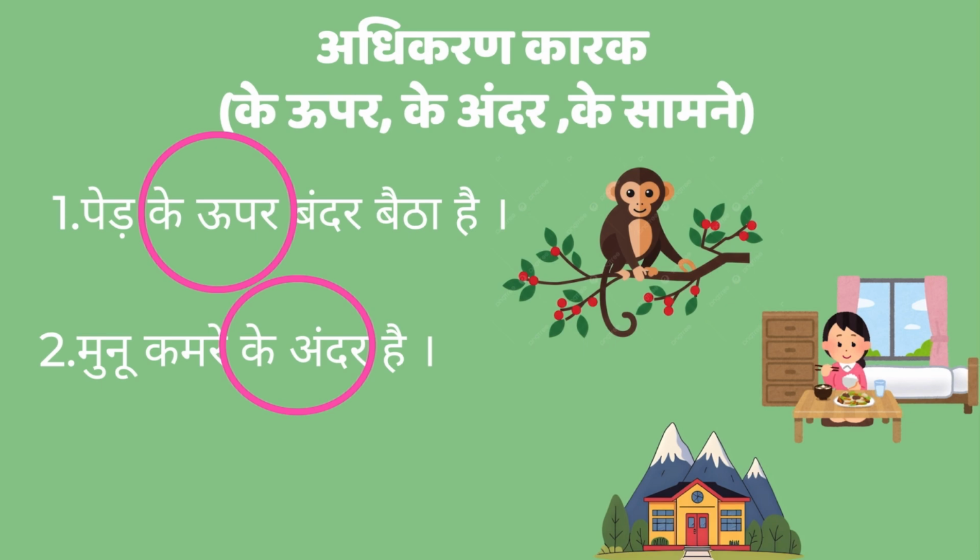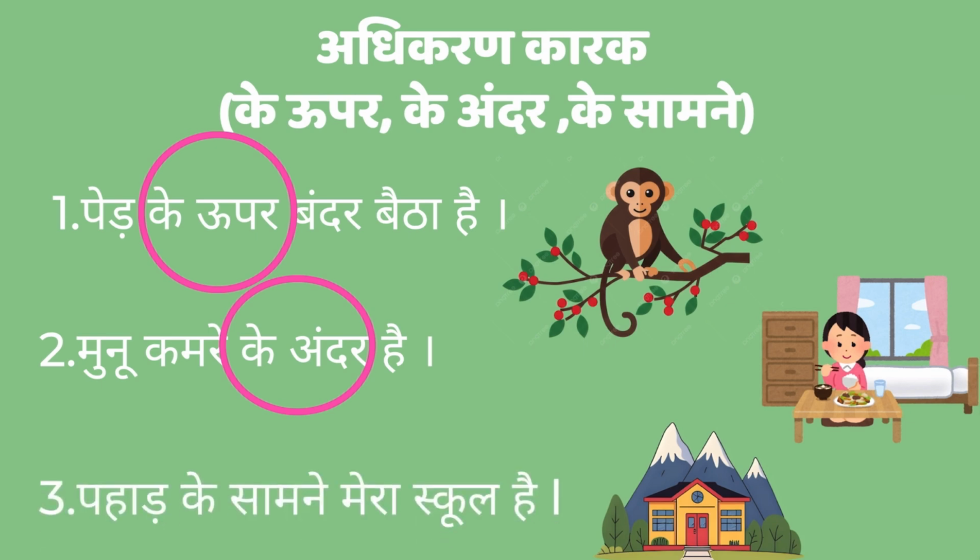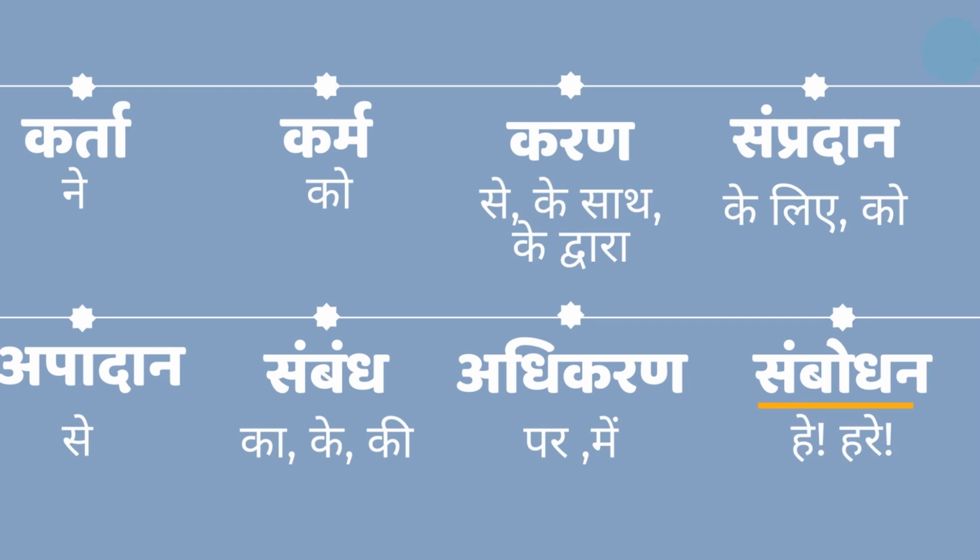The next example. पहाड़ के सामने मेरा स्कूल है. के सामने, in front of. Pahad means mountain. So the meaning of this sentence is, my school is in front of the mountain. I repeat, my school is in front of the mountain. Let us see the last one.